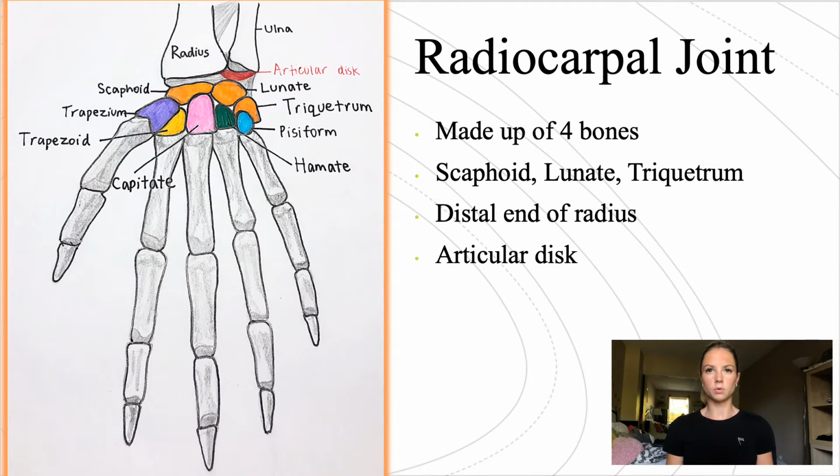3 of those bones are the proximal carpals, which are the scaphoid, lunate, and triquetrum, colored in orange, and the distal end of the radius. Together with the articular disc, they make up the radiocarpal joint.